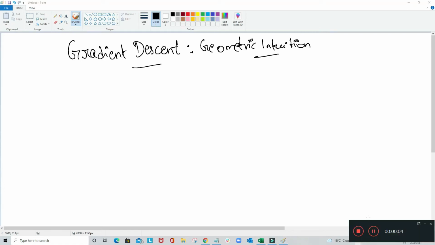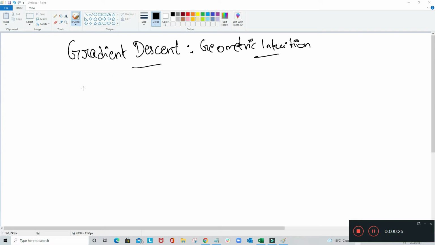In this video, we'll discuss the gradient descent algorithm, its geometric intuition, and then also look at the drawbacks of gradient descent and how it can be addressed by stochastic gradient descent. But first, before understanding what a gradient descent algorithm is, we need to understand what maxima and minima are.